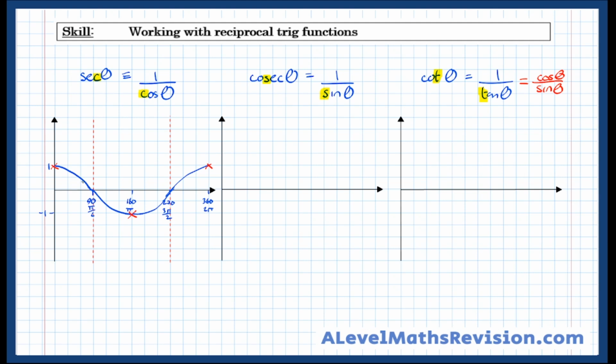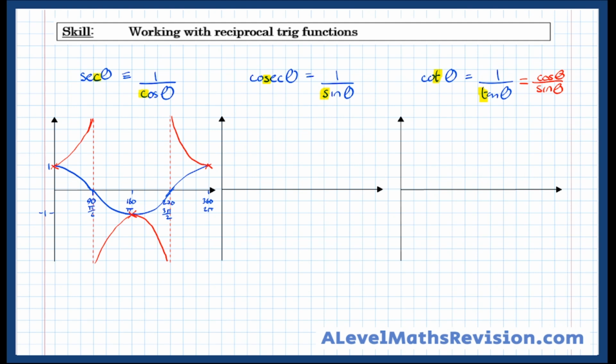So here, 1 over a tiny positive value gives a massive positive value. So the graph's going to end up somewhere like that. So what it's going to look like, the sec graph, is that there. Here, we've got 1 divided by a tiny negative number, which gives a massively negative number. So it's going to look like that. And for the same reason, there as well. And following that logic, we get that.